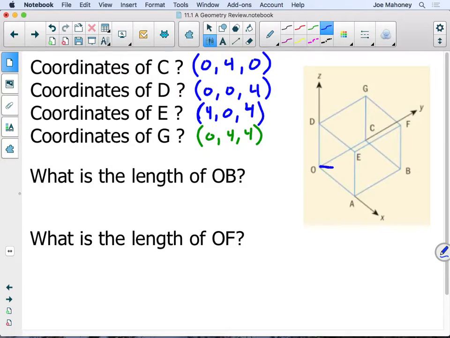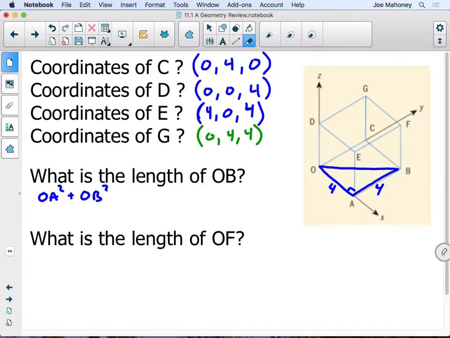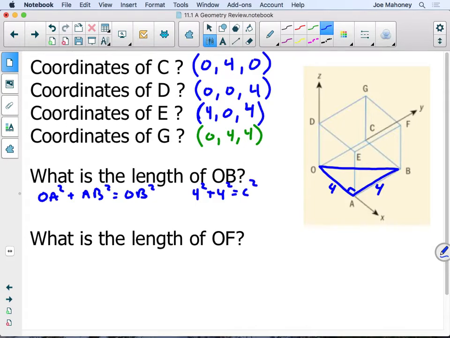So notice that OB and OA and AB make a triangle. They make a right triangle. So OA is 4 and AB is 4. So we can do our Pythagorean theorem and say OA squared plus AB squared equals OB squared. So we substitute our numbers in. 4 squared plus 4 squared equals c squared. 16 plus 16 is 32. So the length of OB is the square root of 32. Pretty neat.